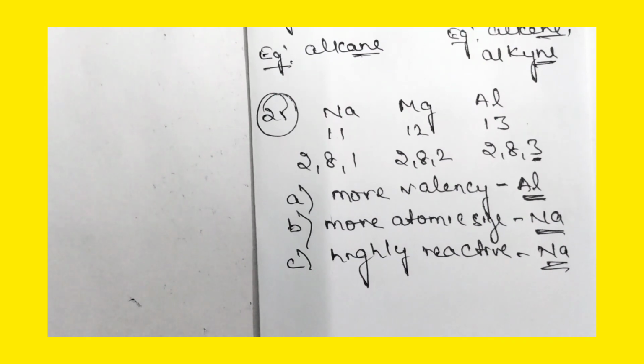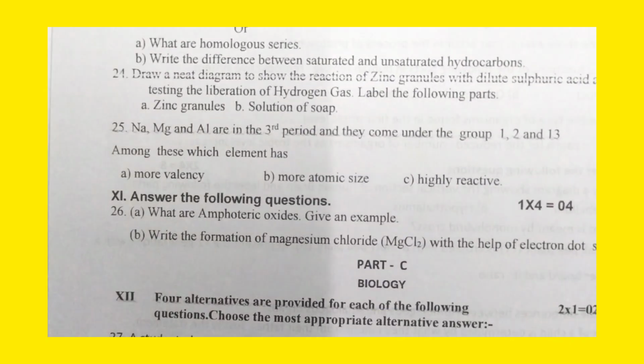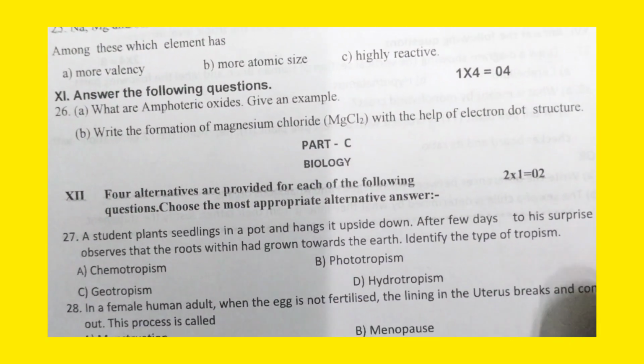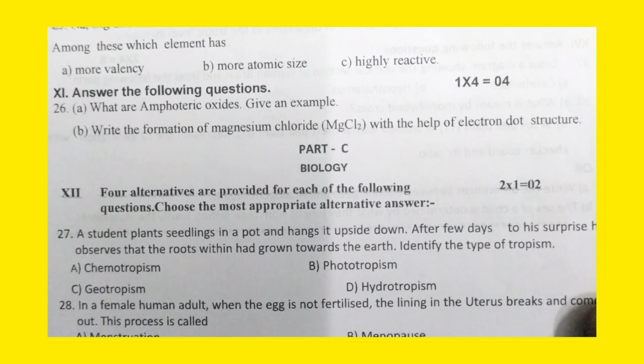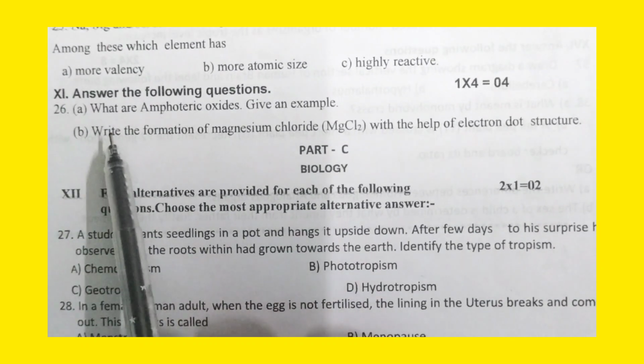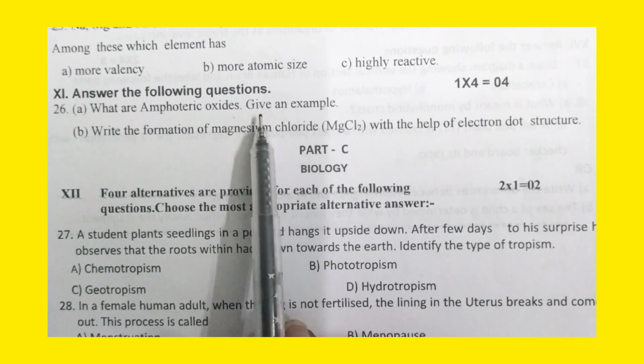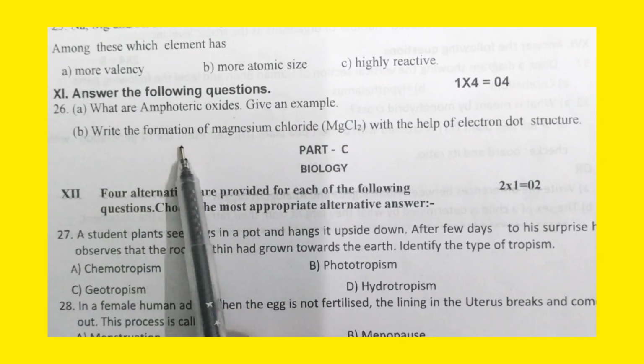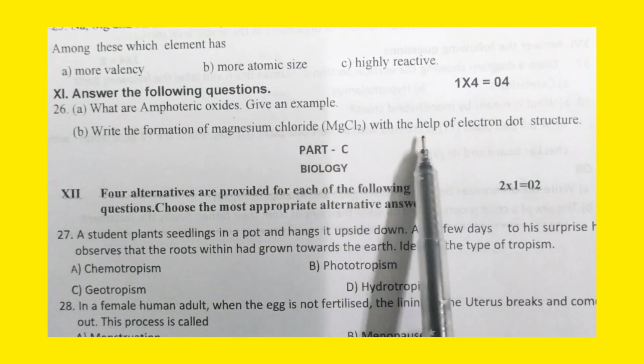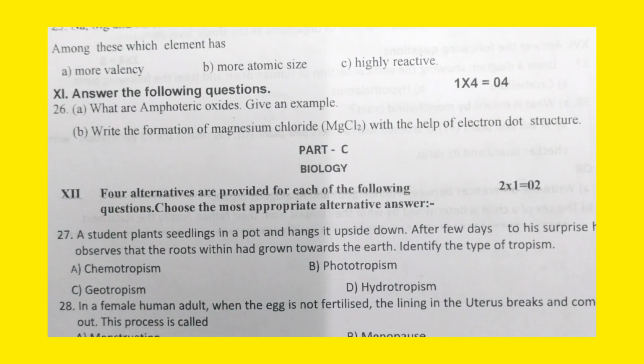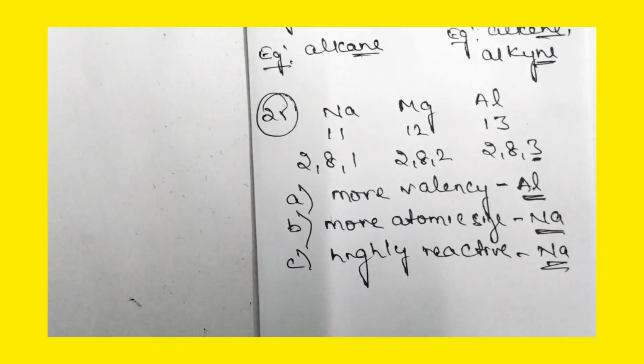Now let us move to the last question of the chemistry part. In that one, two questions are there. What are amphoteric oxides? Give example. Write the formation of magnesium chloride with the help of electron dot structure. So now let us answer these two questions.